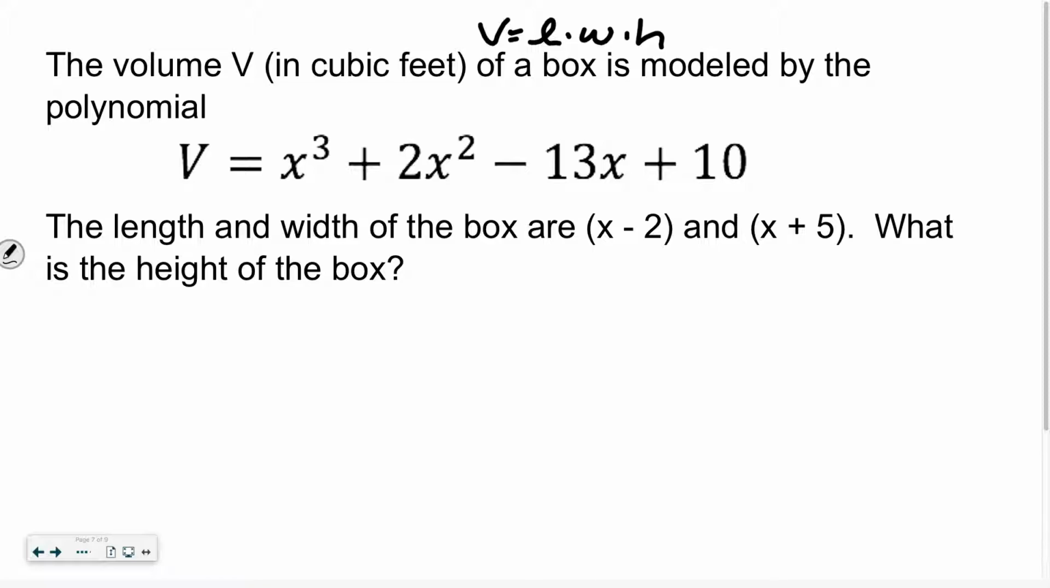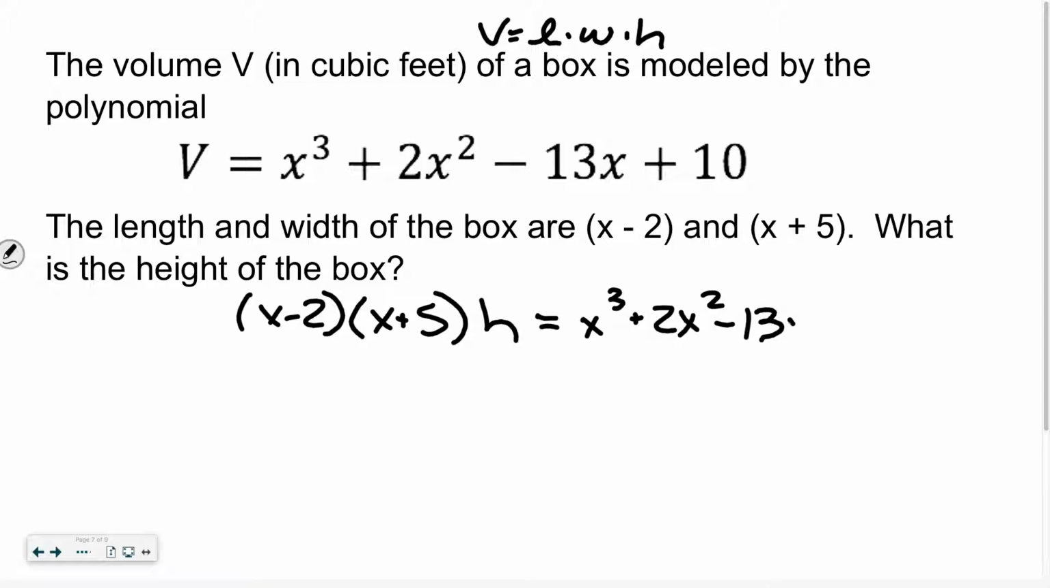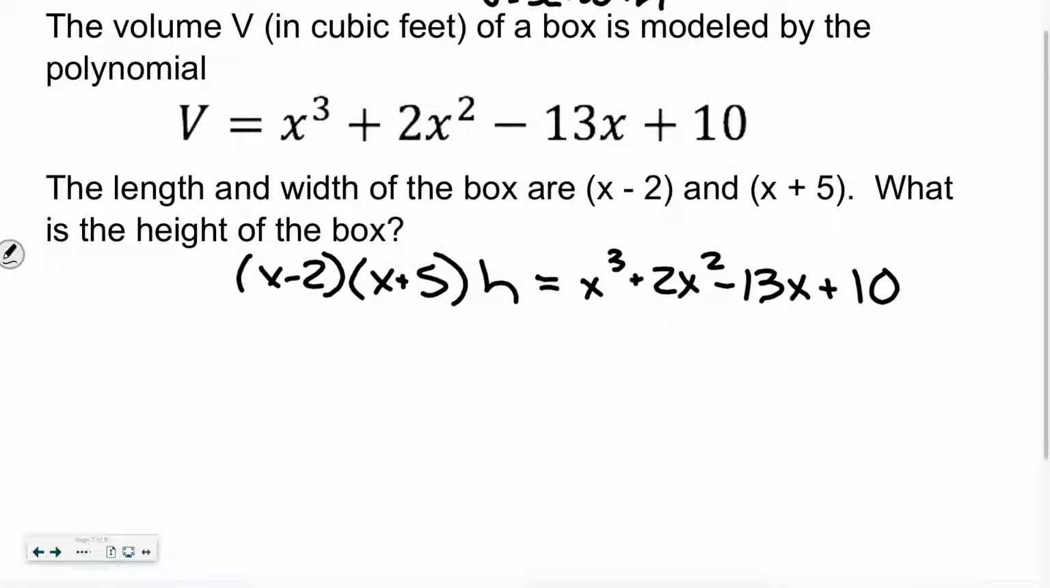So what's the height of the box? Oh, okay, so Lilith is saying x minus 2 times x plus 5 times, can I just say h, equals volume, that other thing, x cubed plus 2x squared minus 13x plus 10. And I wouldn't necessarily set this up every time. Once you figure it out, you kind of know what to do. But for our purposes, this is the first go around, we'll go ahead and set it up.